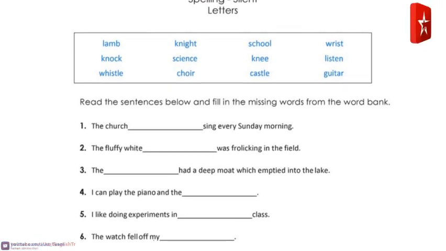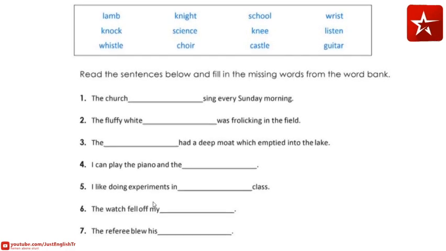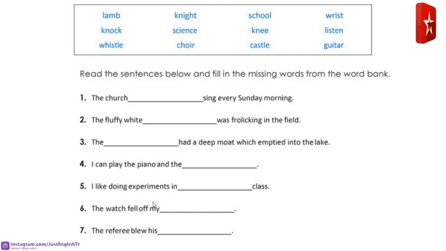The watch fell off my... Number six. I think you can see number six here. The watch fell off my blah blah blah. Fell off what? I am waiting. Okay, the watch fell off my knee. No, not knee. Knee is not correct. Helen, Baran, Esin, Dilan Yıldırım and Zafer Tuncer, your answers are correct. Yes, thank you. The watch fell off my wrist. Wrist is the correct answer.